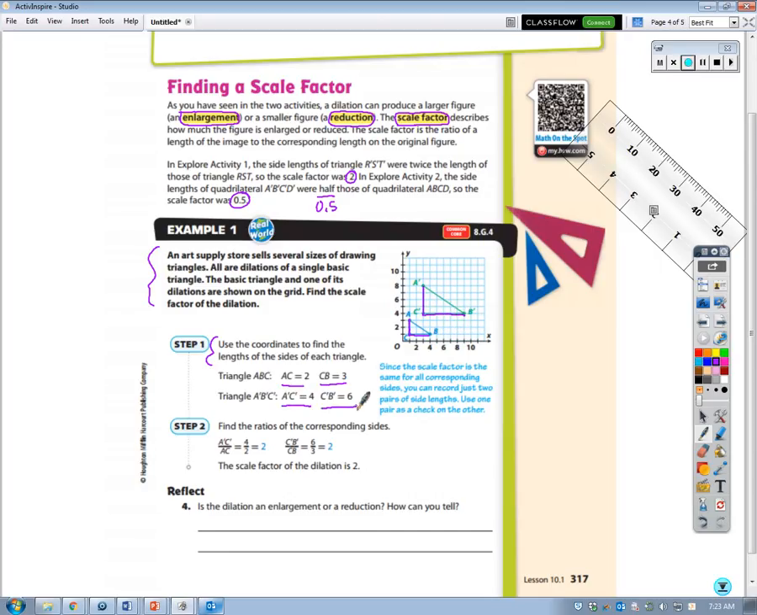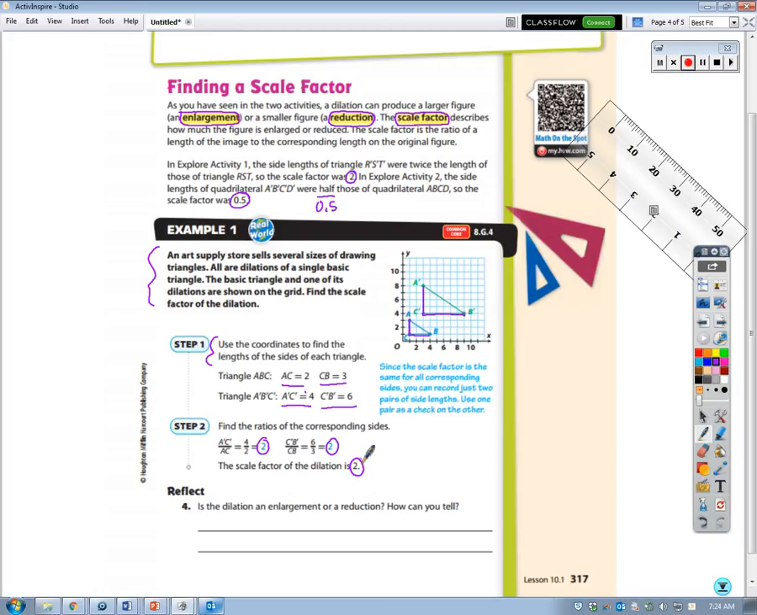Now I'm going to find the ratios, okay? So I've got AC, which is 2, and A'C', which is 4. And I'm going to divide my dilation by my original. So 4 divided by 2 is 2. So that's my proportion there, my ratio. And then I'm going to do the same thing for C'B' and divide it by the original. So 6 divided by 3 is 2. So my scale factor of the dilation is 2.